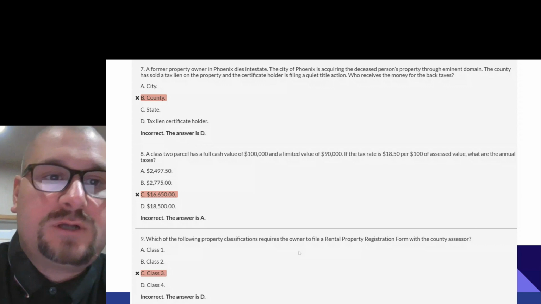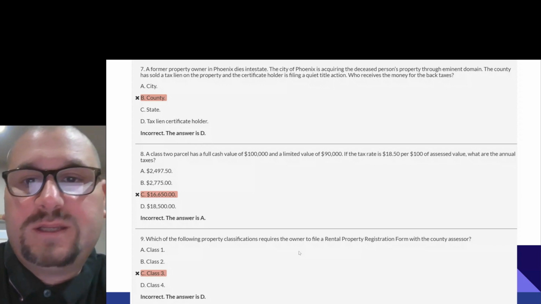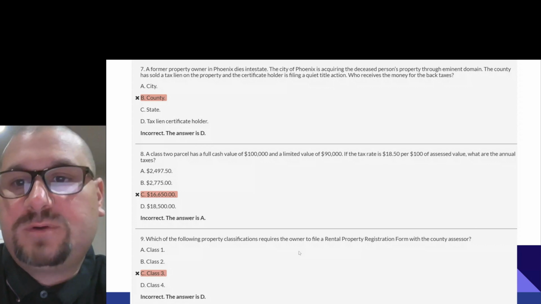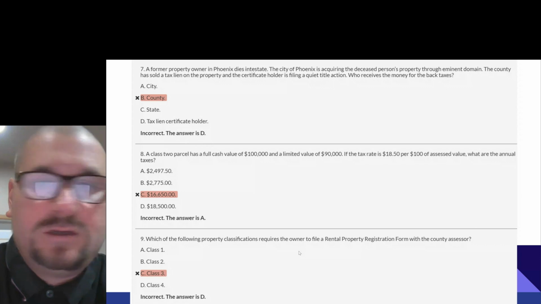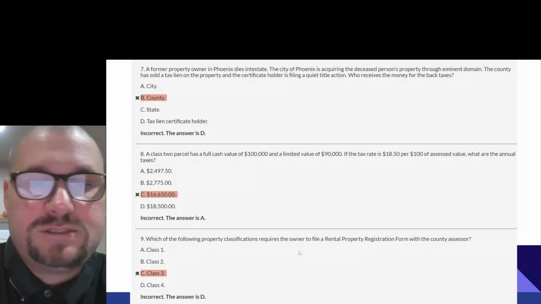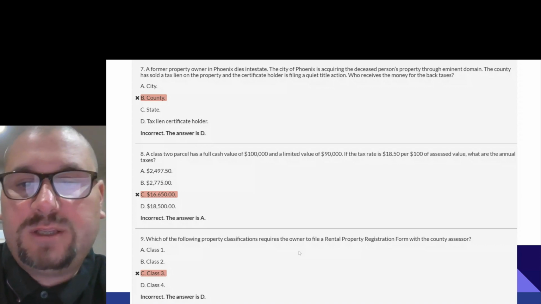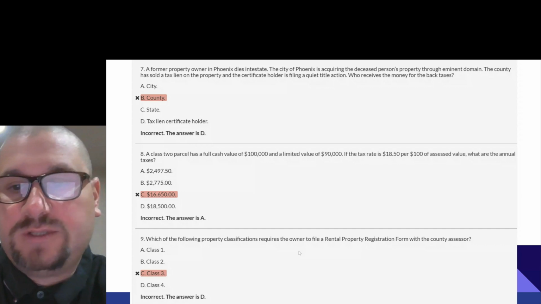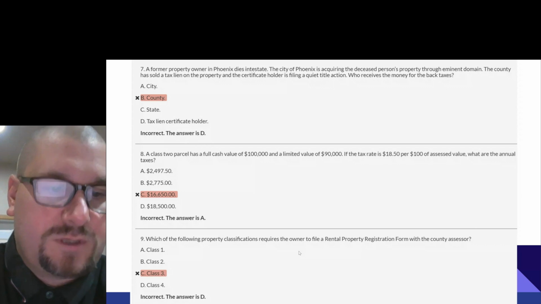A Class 2 parcel has a full cash value of $100,000 and a limited value of $90,000. If the tax rate is $18.50 per $100 of assessed value, what are the annual taxes? The answer is Alpha, $24.97. Need to do some math on this. Number 9, which of the following property classifications requires the owner to file a rental property registration form with the county assessor? It's going to be Delta, Class 4.